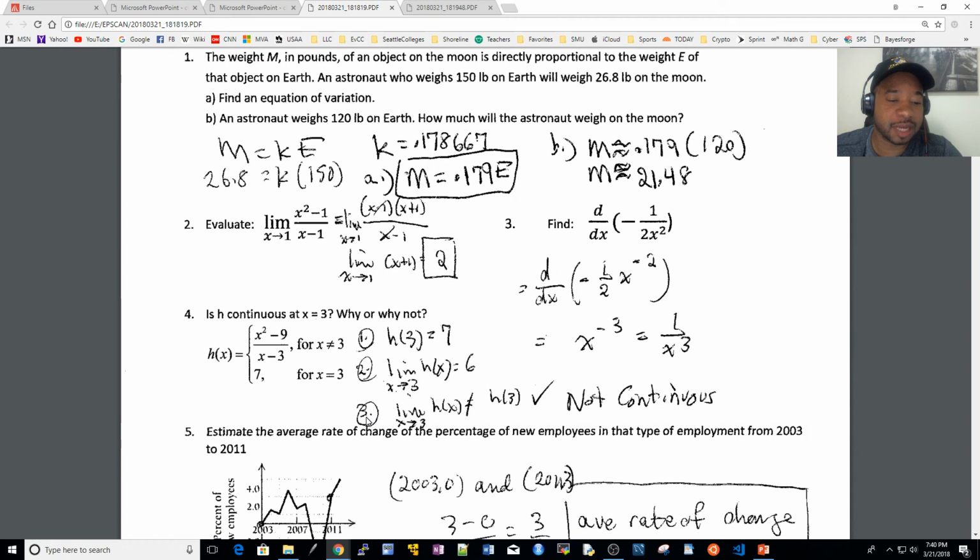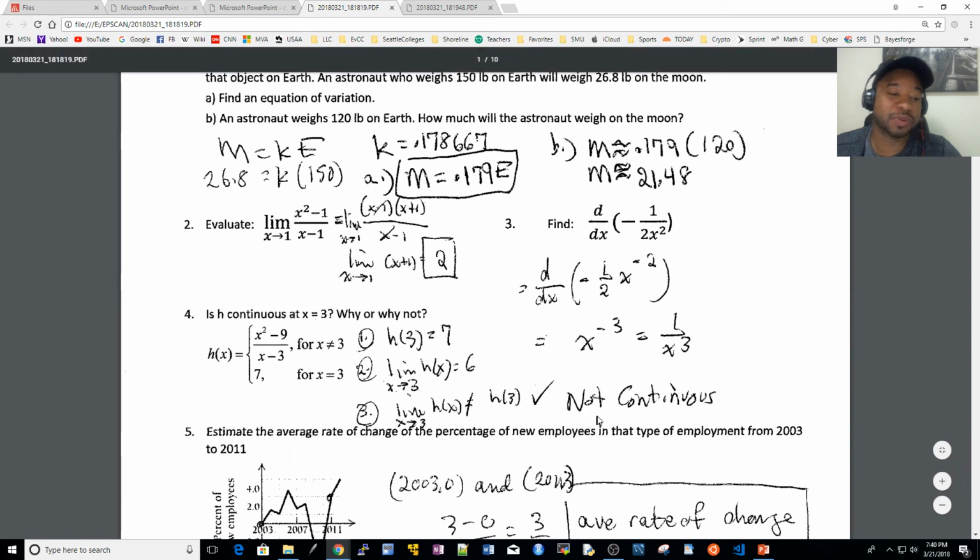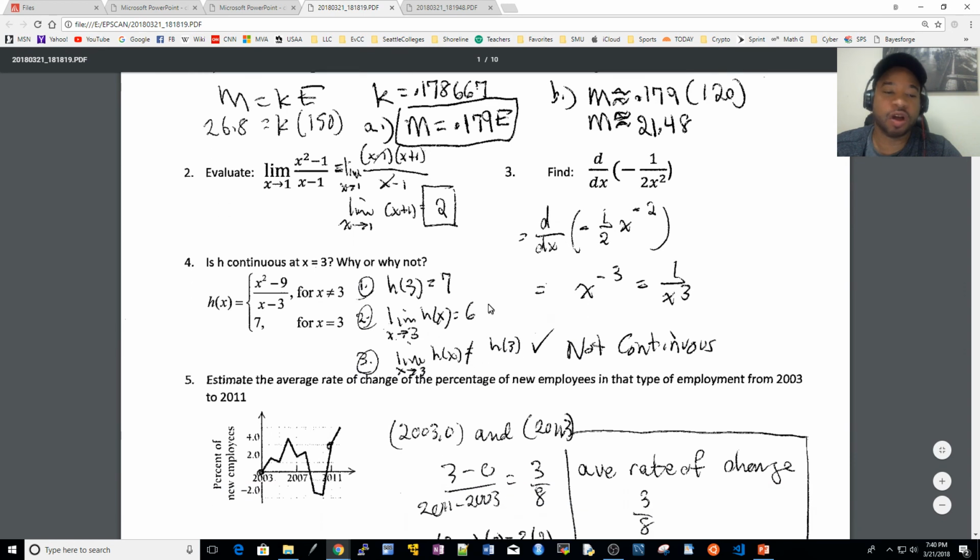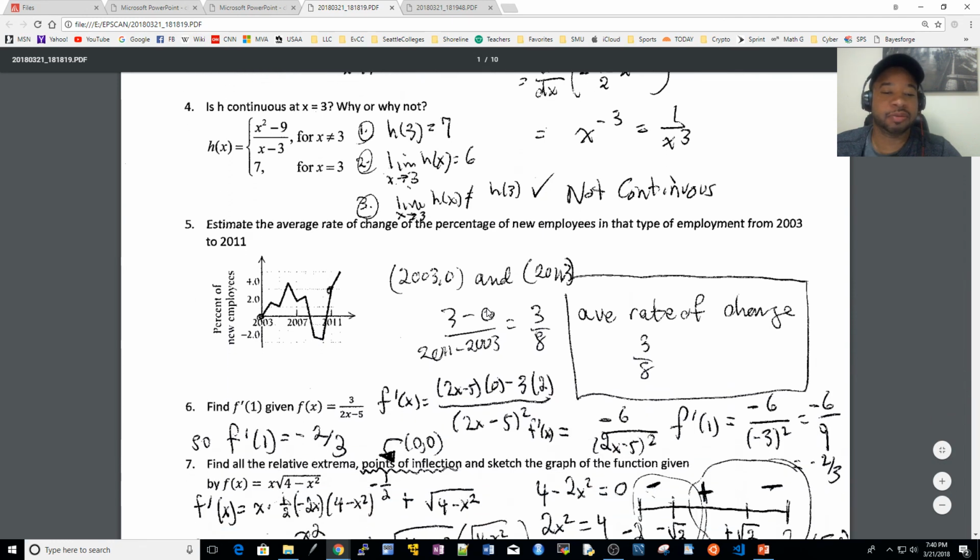And then the third step to establish continuity at a point is that h of 3 must be equal to the limit of h of x as x approaches 3. And it turns out that they're not equal. So this function is not continuous at x equals 3. And it's because of the third property: the limit of h of x is not equal to h of 3. It was almost continuous, but it failed right at that point.